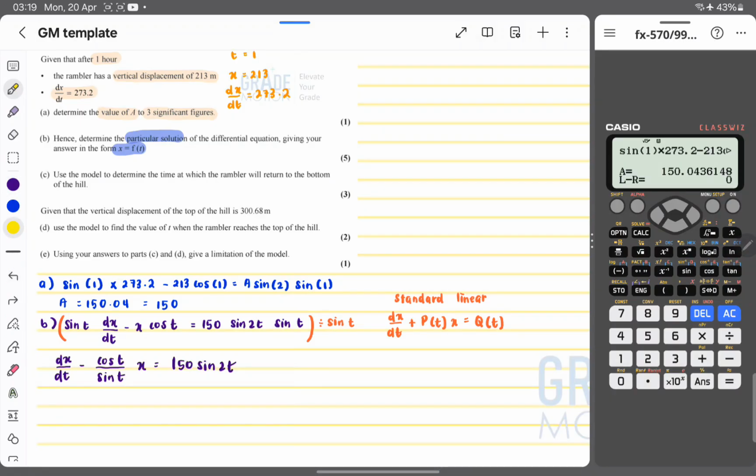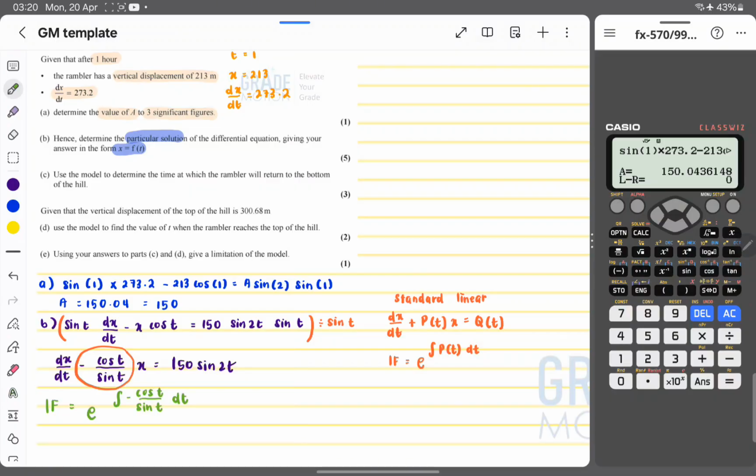Why do we write in this form? Because it is easier for us to find the integrating factor. And what is our integrating factor? The integrating factor is e to the power of the integral of p(t) dt. Include the negative. This is our p(t). The integrating factor is equal to e to the power of the integral of negative cos t over sin t dt.